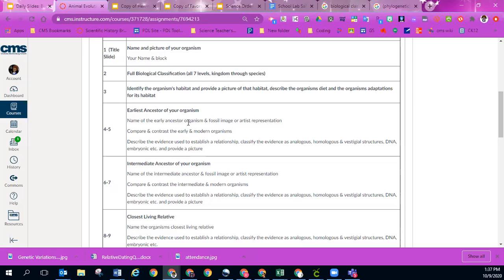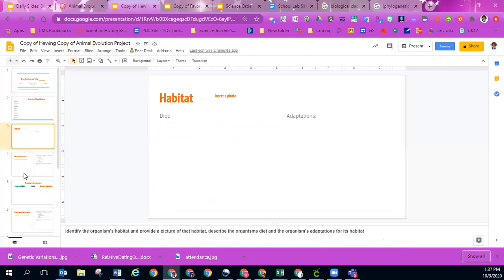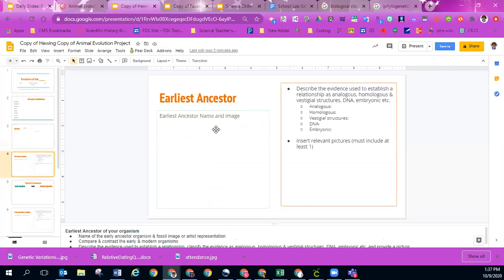A lot of them may be drawings because a lot of prehistoric animals didn't have pictures, because there were no cameras then. So you are looking for the earliest known ancestor of whichever animal you decide to do. You are going to identify it by name, put a picture in there, and you're also going to describe the evidence that's used to establish the relationship. We've talked about the analogous and the homologous and the vestigial structures.